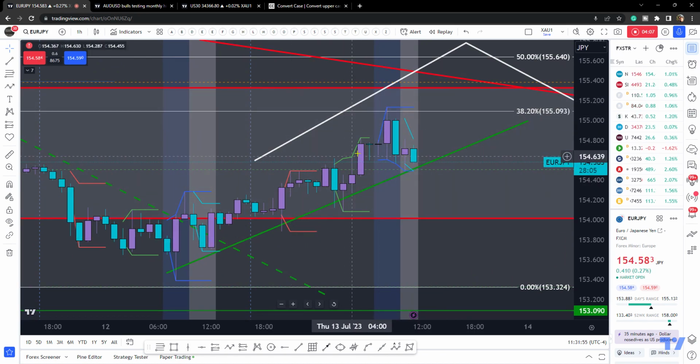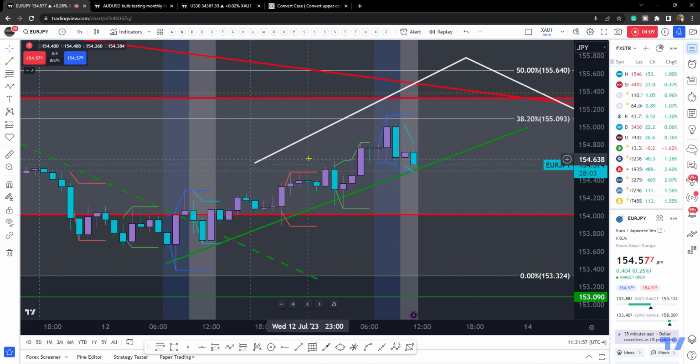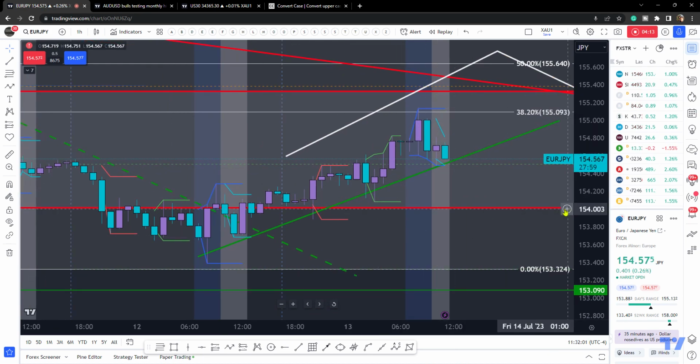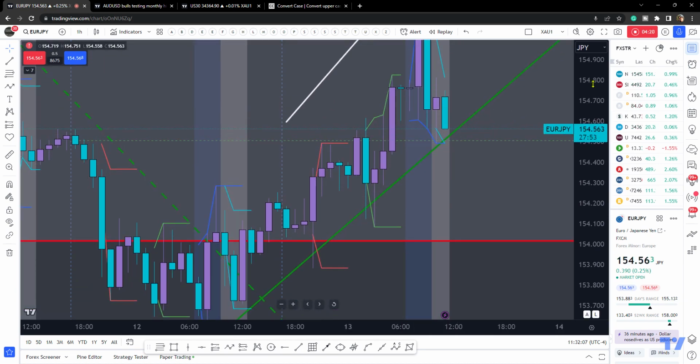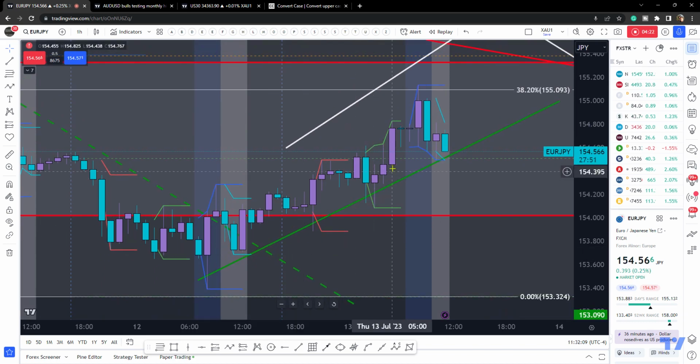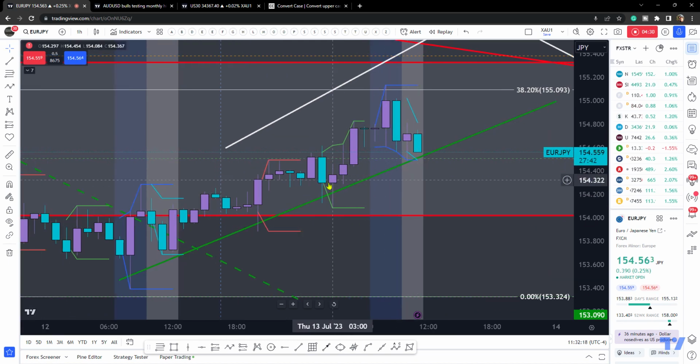This orange, green, and blue marker is Asia, London, and New York. And it would appear that we're coming in to squeeze the long positions in London. The guards have moved right the way back into Asia.